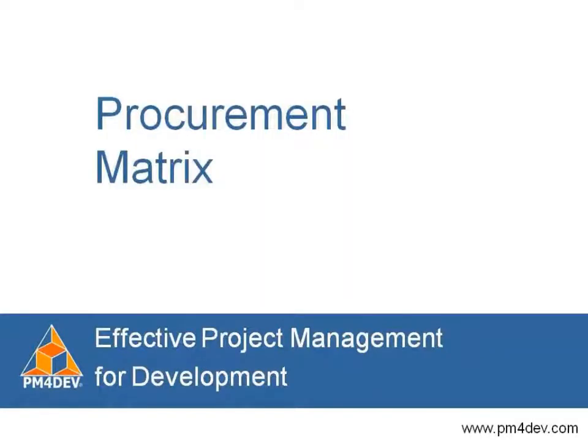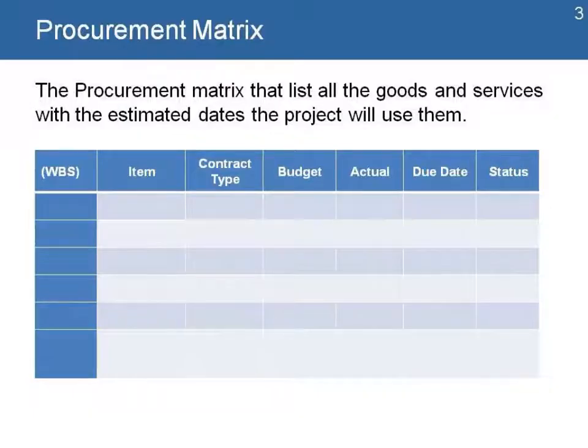This is a presentation on the Procurement Matrix. The Procurement Matrix is a list of all the goods and services with estimated dates the project will use them. The idea is that we create a simple table where we can identify all the items that the project needs, and we list them in a way we can manage and track them.